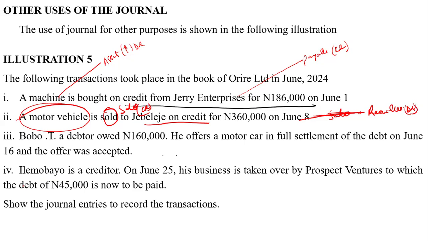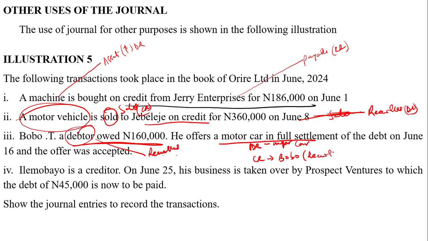The word debtor, remember from the previous class, is also called receivables. And it offers a motor vehicle in full settlement. So the person who is a debtor offers a motor vehicle and the offer was accepted. It means that we are getting the motor vehicle as an asset. As an asset, the motor car means the guy who is owing us, the receivable, will be reducing.